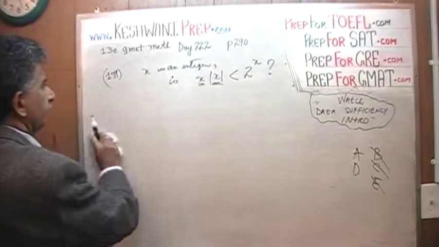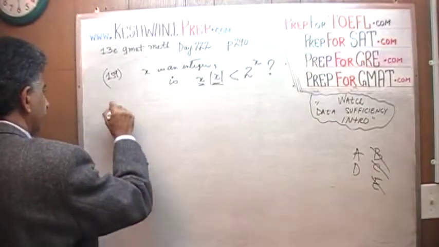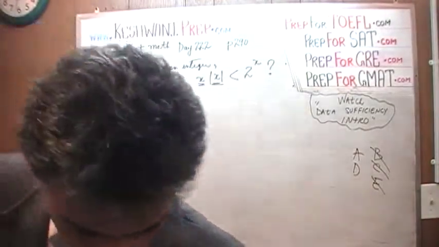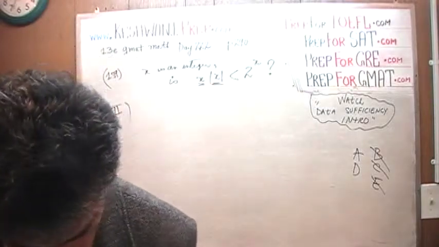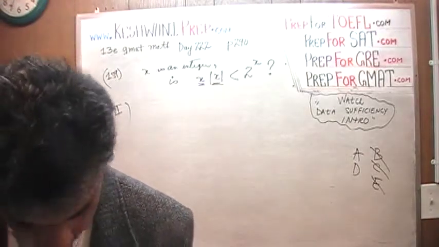In the second statement, they tell us that x is negative 10. This is interesting. Is that right? 159.